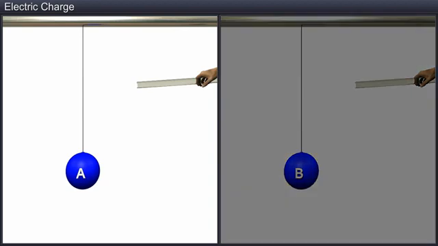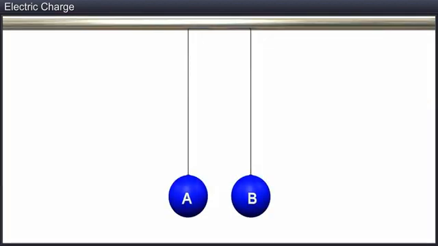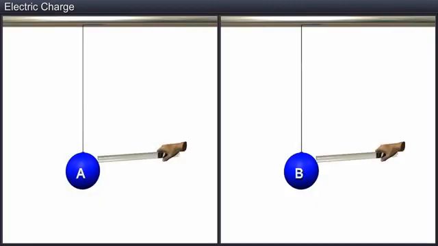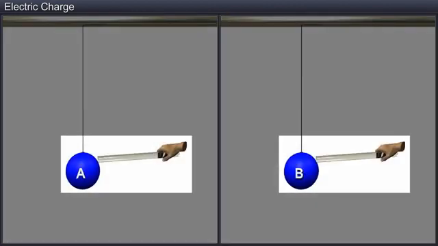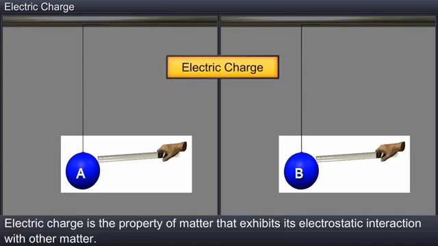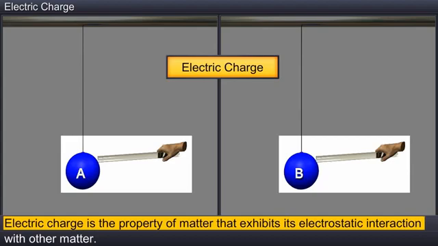Now, bring one charged glass rod in contact with a pith ball and then separate them. Then bring the other charged glass rod in contact with another pith ball and then separate them too. When these pith balls are kept close to each other without contact, we observe that they repel each other. The physical quantity responsible for all these phenomena is known as electric charge. Electric charge can be defined as the property of matter that exhibits its electrostatic interaction with other matter.